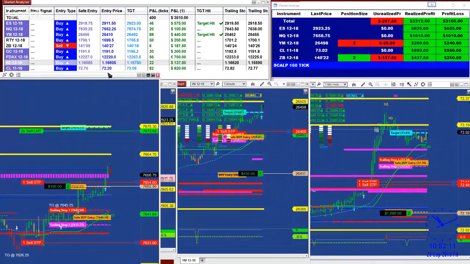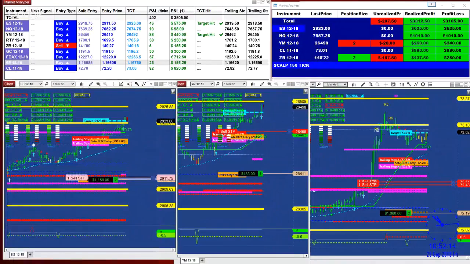On the CL, we called that trade on the CL, and we'll see how it's gonna act on those.